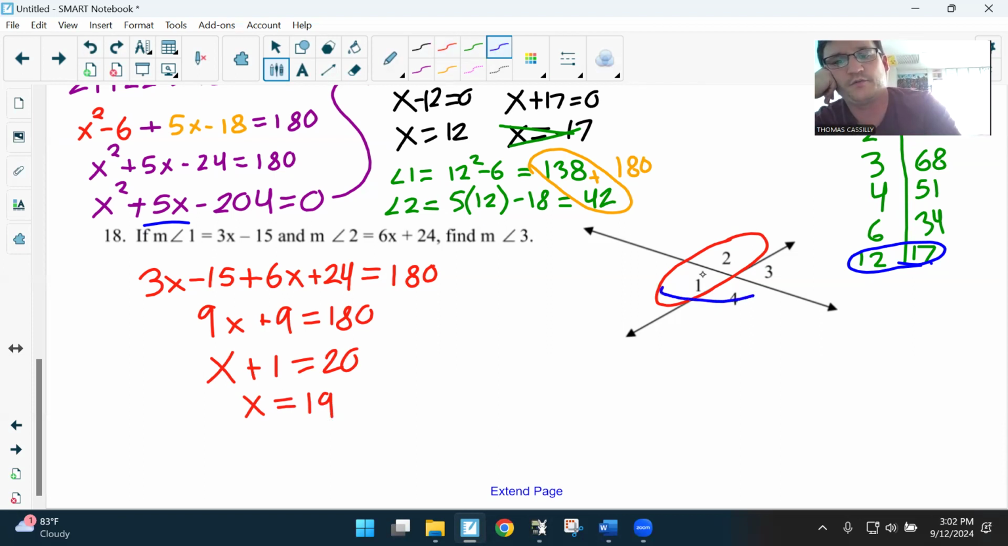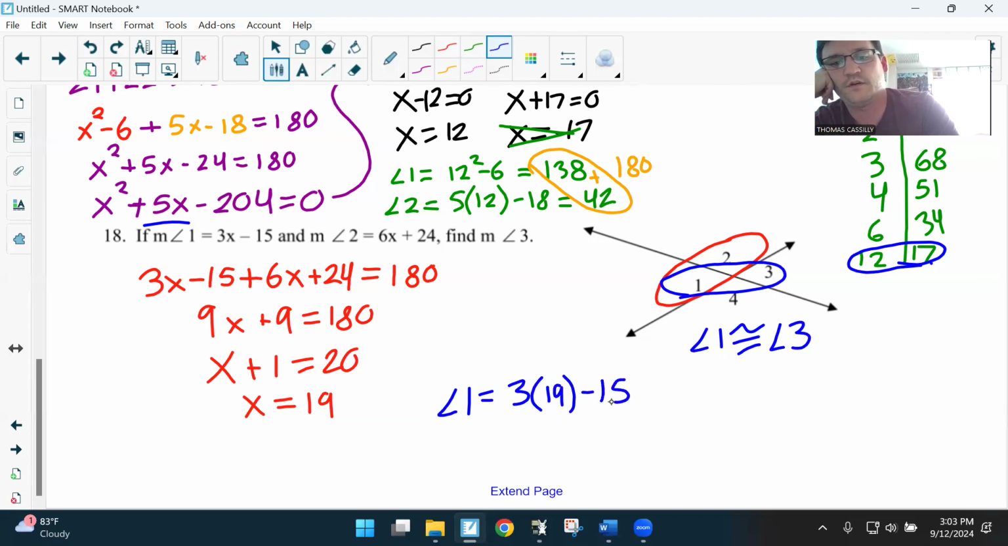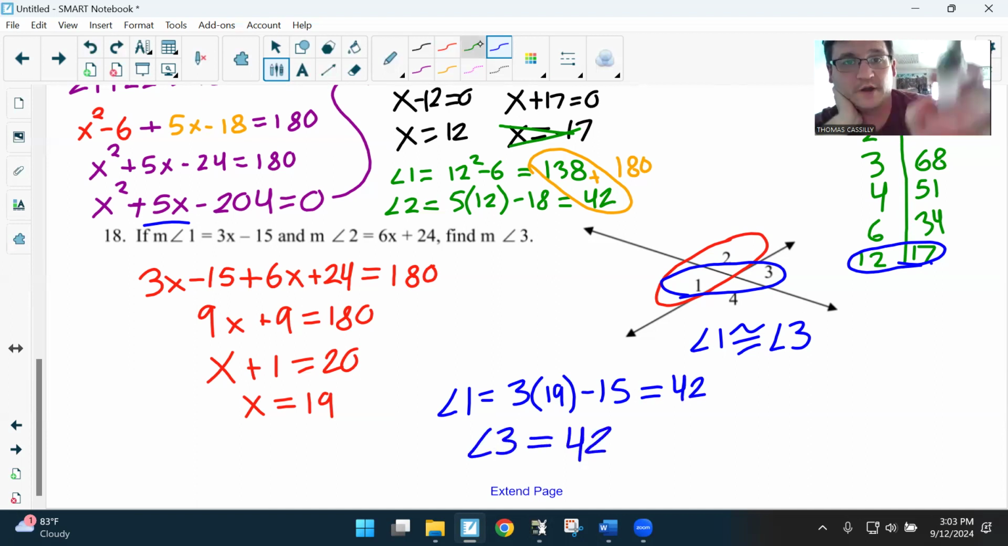Well, angle 1 and angle 3, that looks bad. Let me try that again. Vertical angles. Angle 1 is congruent to angle 3. So we know angle 1 equals 3 times 19 minus 15. That equals something. I'll include what that is. 3 times 19 minus 15, that's 42. So what that means is angle 3 also equals 42 because they are congruent. Why are they congruent? Because these are vertical angles.